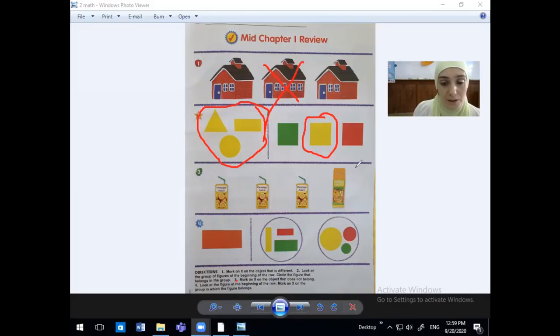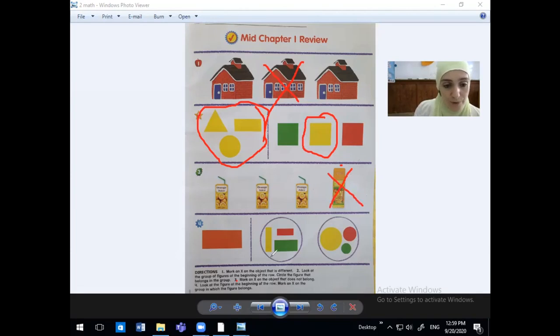So you see that this pack of juice is much bigger than the others. So this group of juice, they are all small packs of juice, and this is the big one. So here we cross it out by size. It's not the proper size.